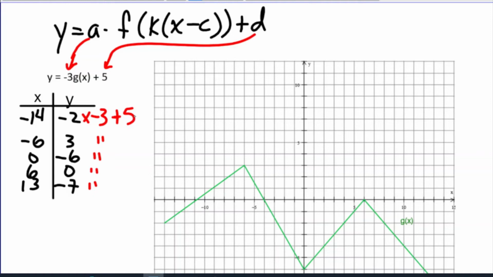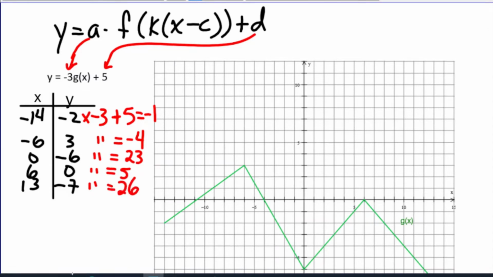We will do the calculation here just so that we have our new values. So -2 times -3 is -6. -6 plus 5 is -1. +3 times -3 is -9. -9 plus 5 is -4. -6 times -3 is +18. +18 plus 5 is 23. 0 times -3 is 0. 0 plus 5 is 5. And -7 times -3 is 21. 21 plus 5 is 26.